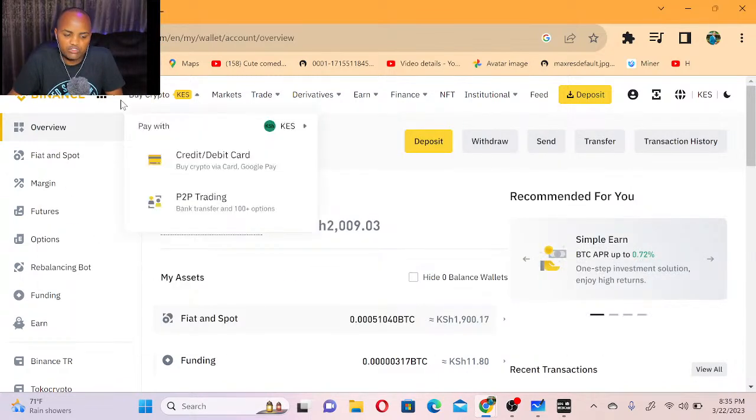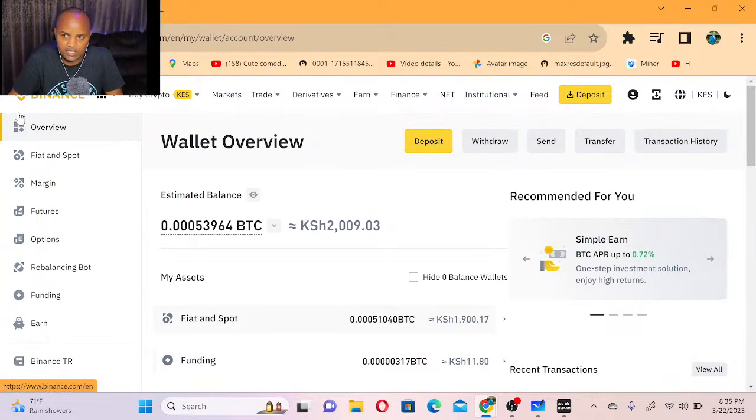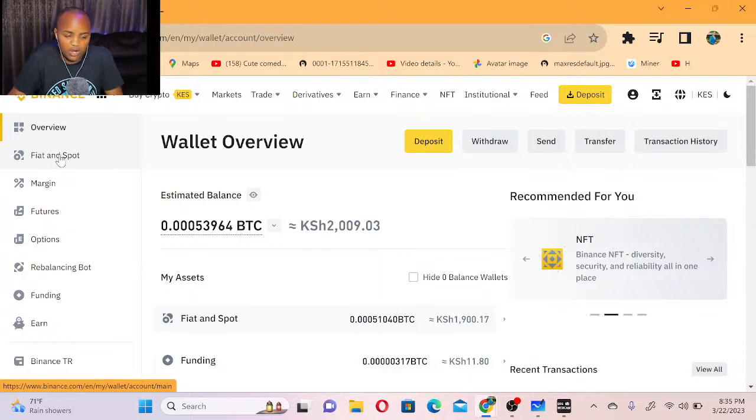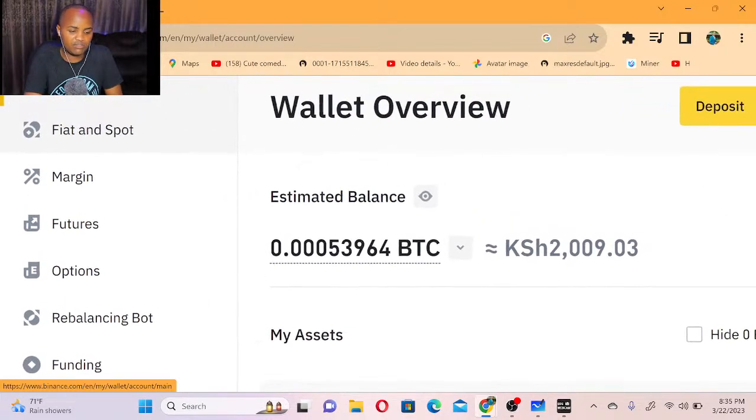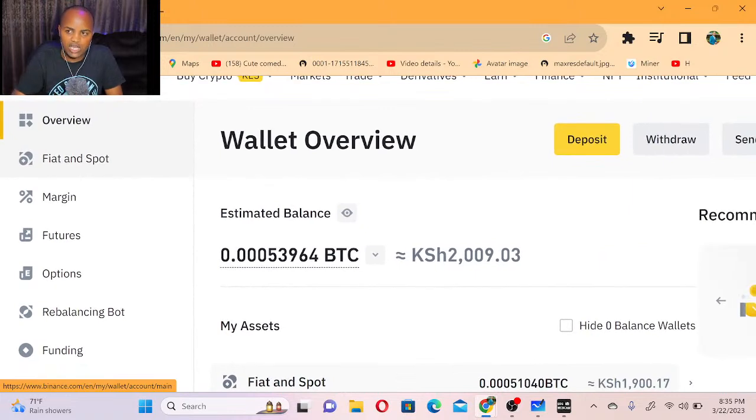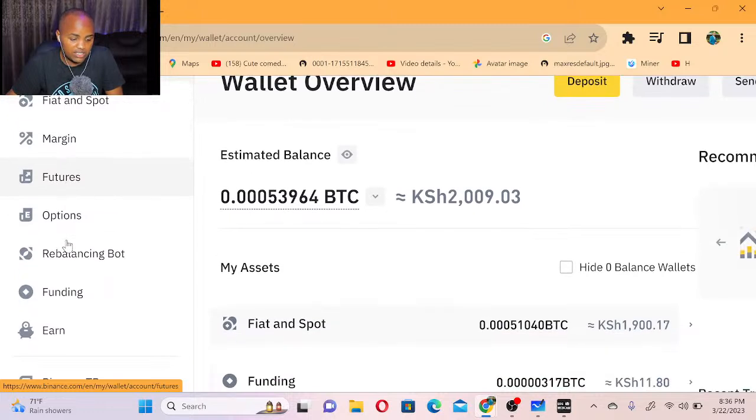Now I've transferred to where? To fiat and spot. After transferring to fiat and spot, remember, you can trade. Let me show you this. We have different wallets right over here. Overview is where you check all your currency, all the money that is in all your wallets. Fiat and spot is where you will be trading on the spot. If you transfer to margin, you will be trading on the margin. If you transfer to futures, the same and all that.